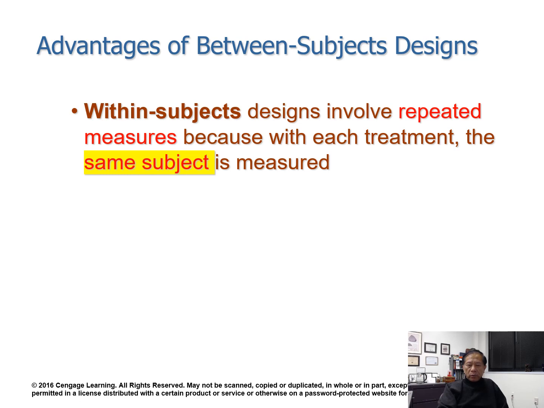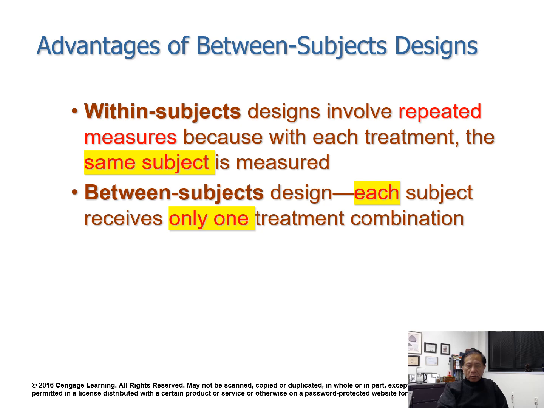Advantage of between subject design versus within subject design. Okay, what is between and within? Within subject design involves repeated measures because with each treatment, the same subject is measured. Same people going through different level treatments. Between subject design is that each subject receives only one treatment combination.